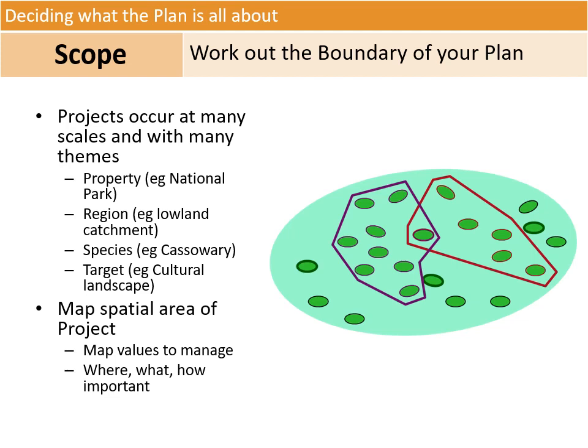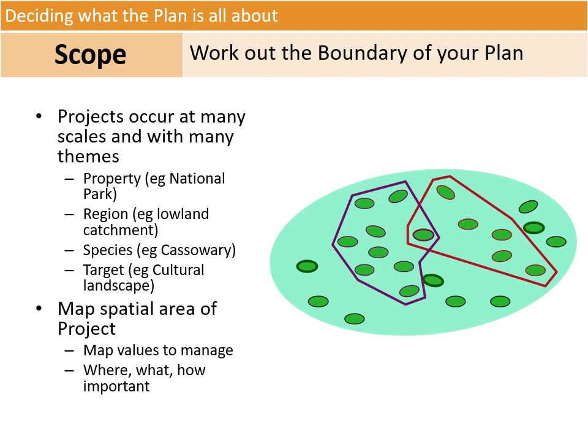So we find it's useful to do this with a number of people, but basically work out what the boundary is. It might be a property, a national park. It might be a whole region, so a lowland catchment area or highland catchment area, a whole catchment, could be like a reef system or something like that. So just a region rather than a particular property. Or maybe it's wherever a particular species occurs. So a cassowary, a big bird, a tropical bird.